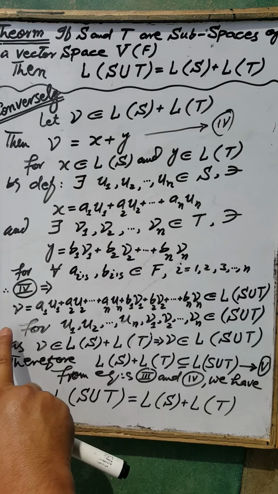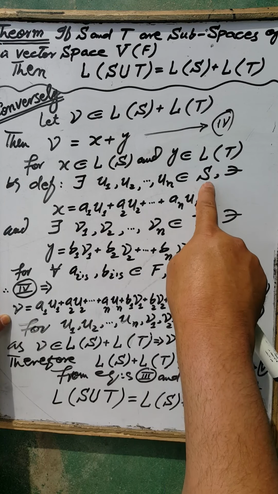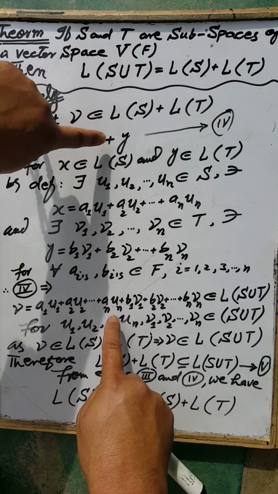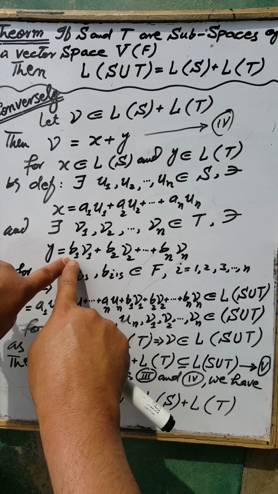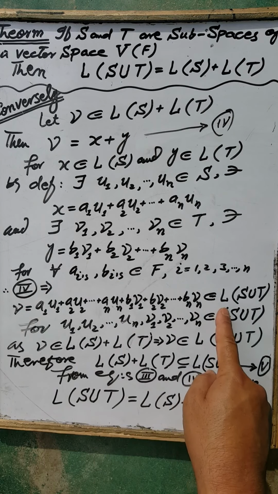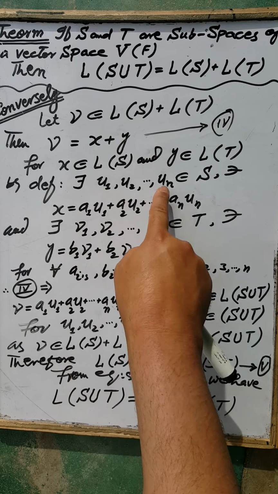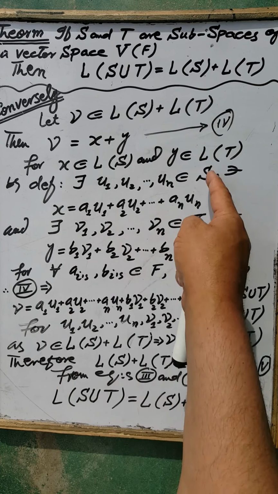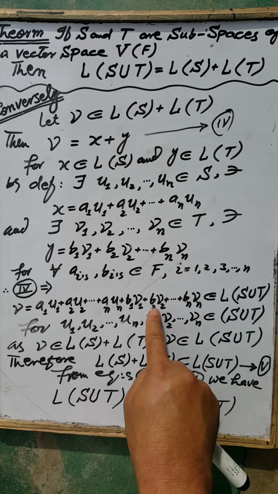Now the element v can be written in the form: x can be written as a1 u1 plus a2 u2 plus up to an un, plus y can be written as a sum of the elements of the set T, that is b1 v1 plus b2 v2 plus and so on plus bn vn, which are the elements of the linear spanning set of S union T, because the union of the sets S and T contains all the elements u1 up to un and v1, v2 up to vn, and the linear combination of these elements is equal to v.